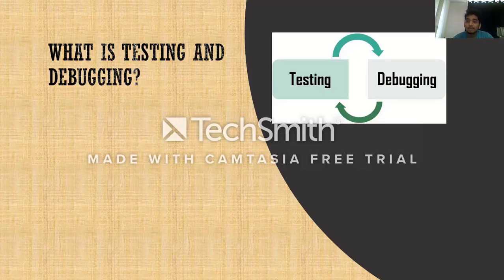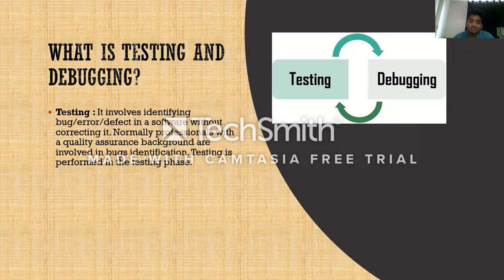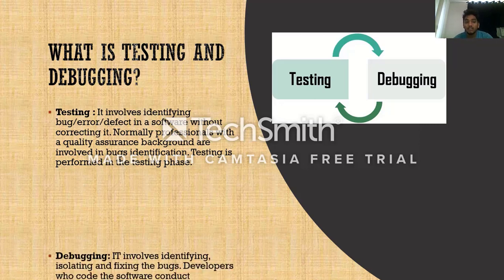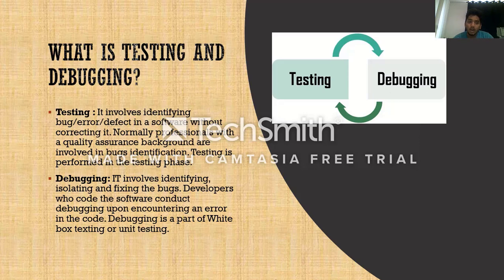What is testing and debugging? Testing involves identifying a bug, error, or defect in a software without correcting it. Normally, professionals with a background of quality assurance are involved in bug identification, and testing is performed in the testing phase. Now, what is debugging?